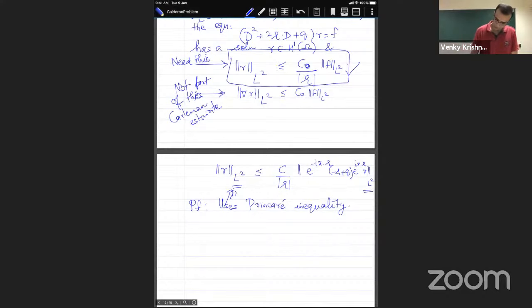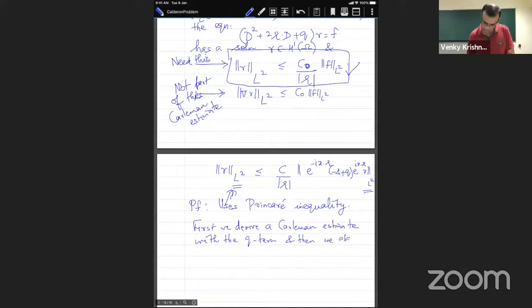First we derive a Carleman estimate without the Q term, and then we absorb the Q term. Then we absorb the lower order term. This is how it is typically done, right? Now, you see that the lower order term is a 0th order term over here, okay?